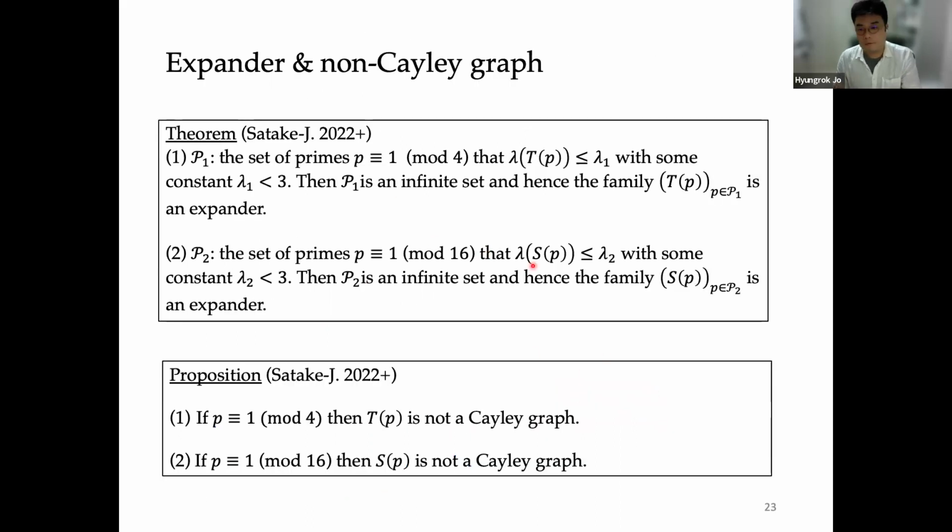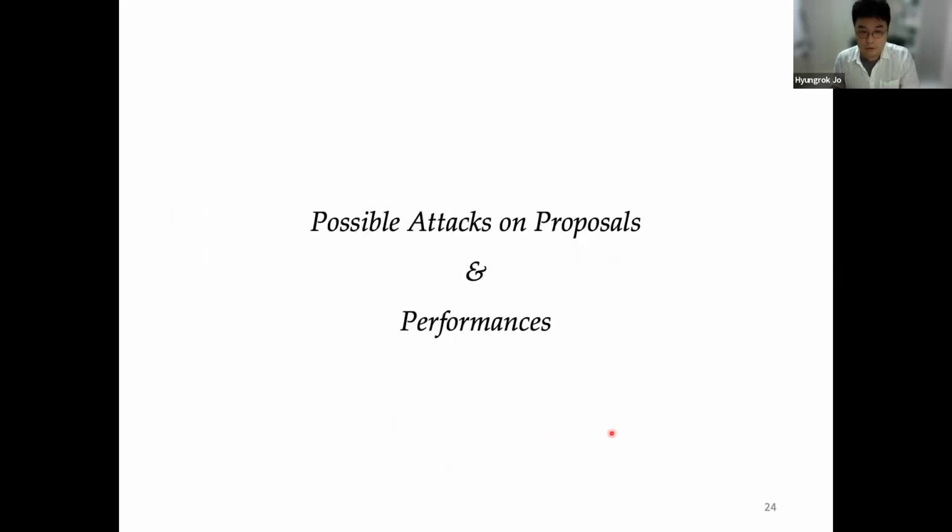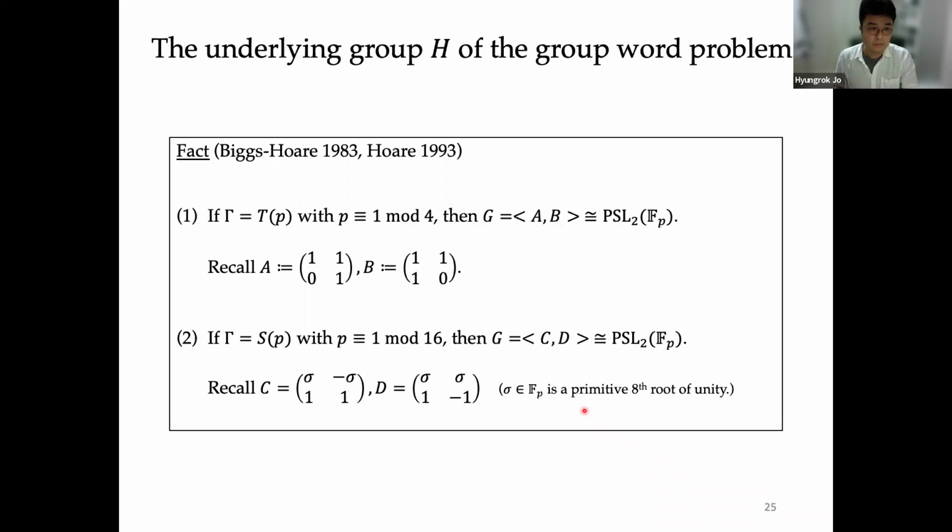And we also proved that the triplet and sextet graphs are families of expanders with some constant smaller than 3. We also show that the two graphs are not Cayley graphs. So now we give some possible attacks, and their performances.